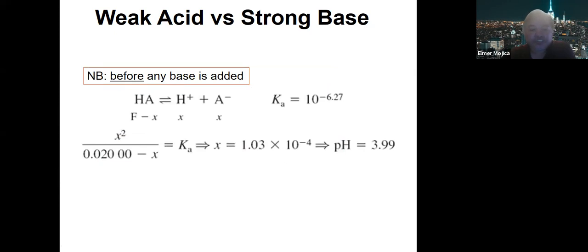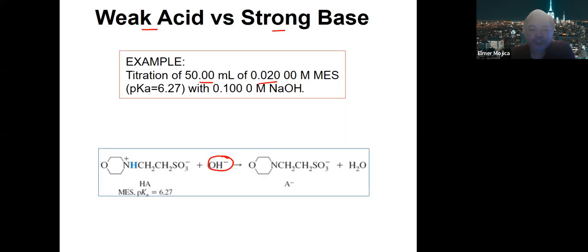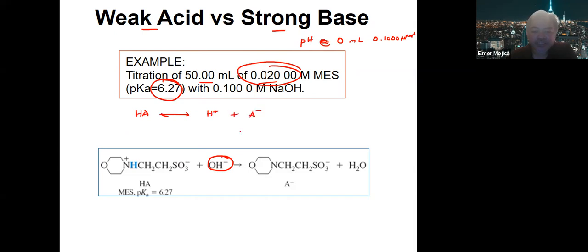You can do a condition wherein you do it before you add the base. What if I ask you to determine the pH at 0 ml of 0.1 molar NaOH? How are we going to solve that? You need this, and you need this one. That is a classic HA dissociating to give you H plus and A minus.